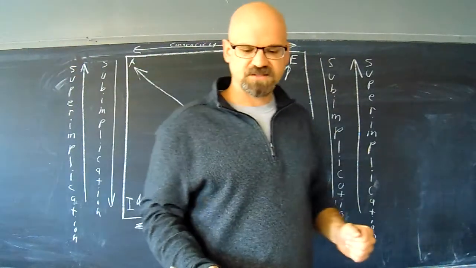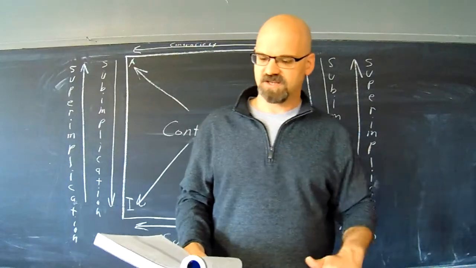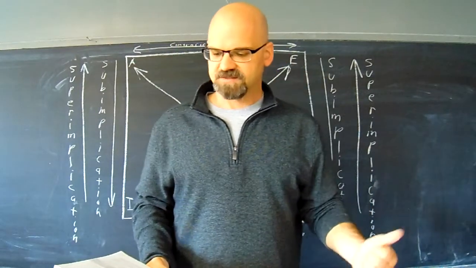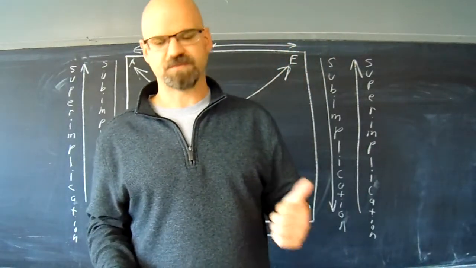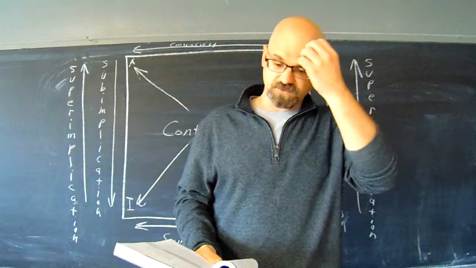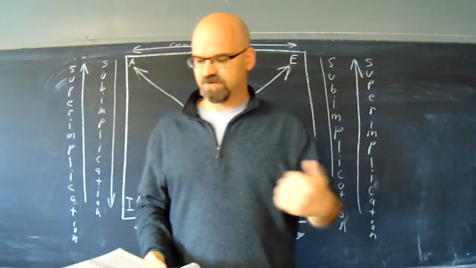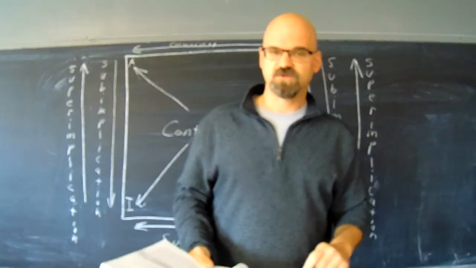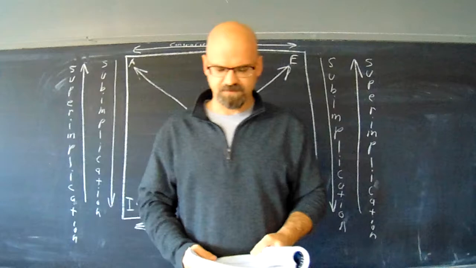Some things to remember about subimplication is that subimplication is the relationship between universal propositions and their particulars. A relates to I, E relates to O. The truth of the universal implies the truth of its particular. The falsity of the universal does not necessitate the truth or falsity of its particular. When a universal is false, the truth value of the particular is unknown. Okay?